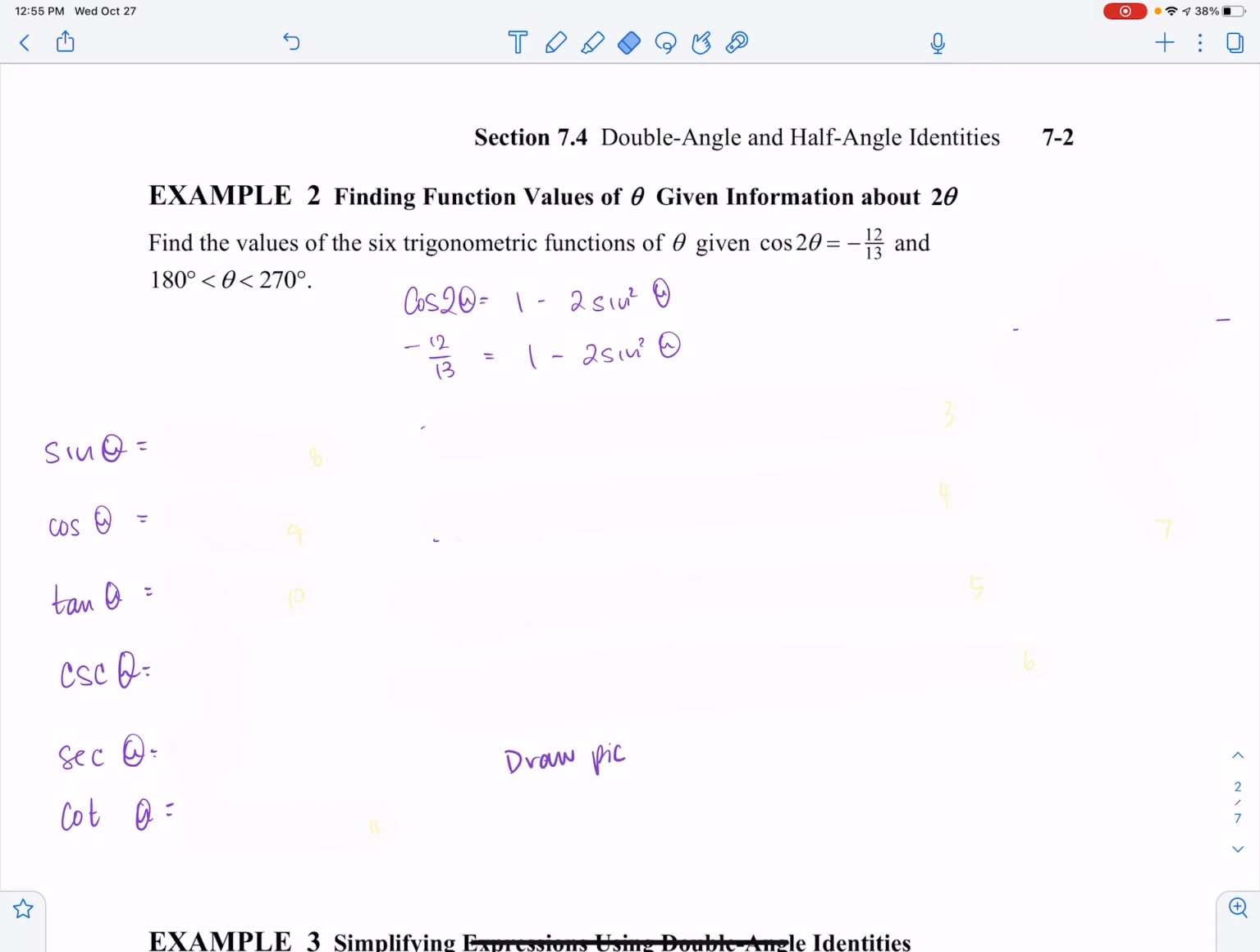And now it's just simply a solve the equation question. So I subtracted 1 on both sides. Got negative 25/13. Just get a common denominator there. And then I'm going to divide on both sides by negative 2, or what I like to do on this is multiply on both sides by negative 1/2. And then I'll take the square root of both sides. Don't forget that it's a plus or minus.